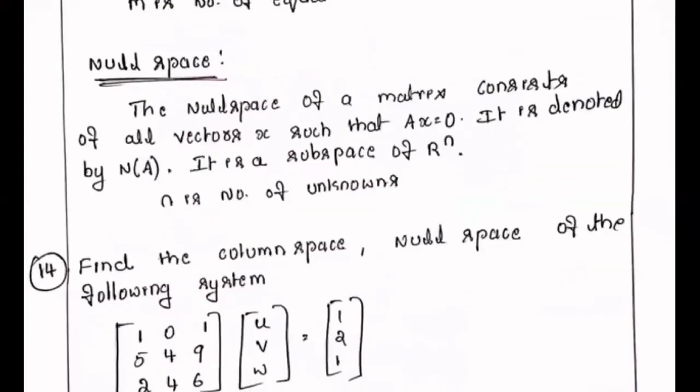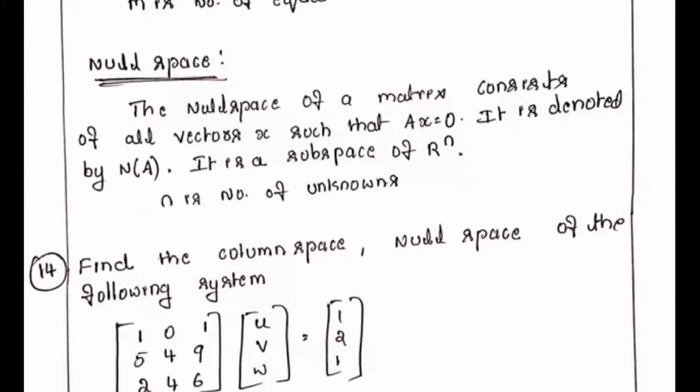Another terminology is null space. The null space of the matrix consists of all the vectors X such that AX is equal to 0. Assume you have a 3 cross 3 matrix, that is A. You have to find the solution of the equations: 1x1 plus 2x2 plus 3x3 is equal to 0, 4x1 plus 5x2 plus 6x3 is equal to 0, 7x1 plus 8x2 plus 9x3 is equal to 0.